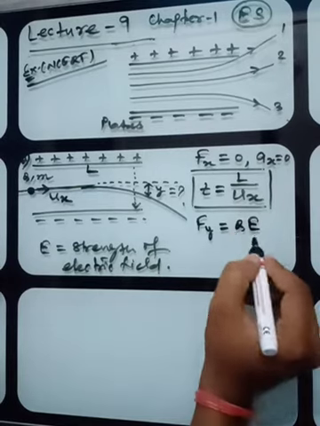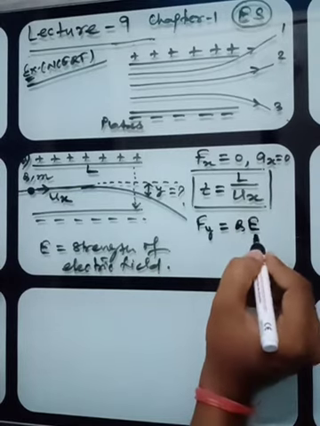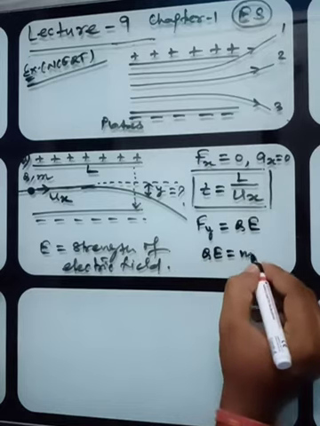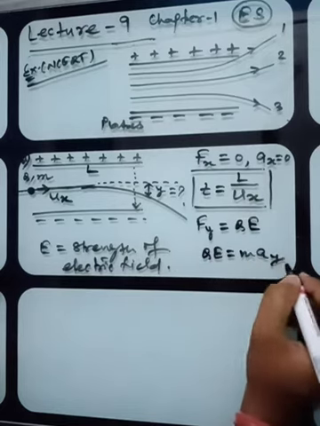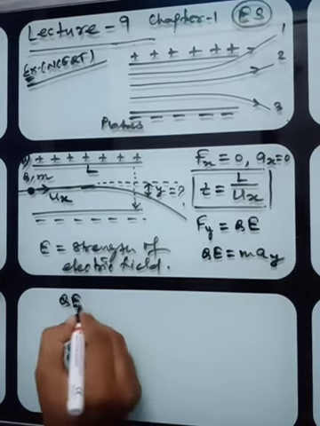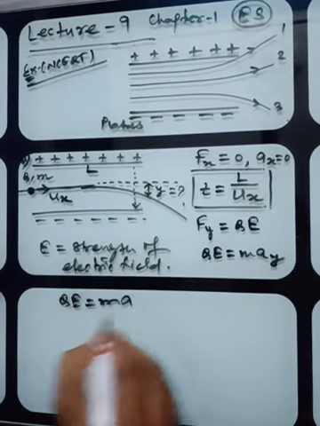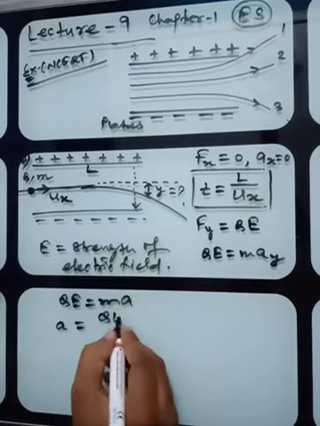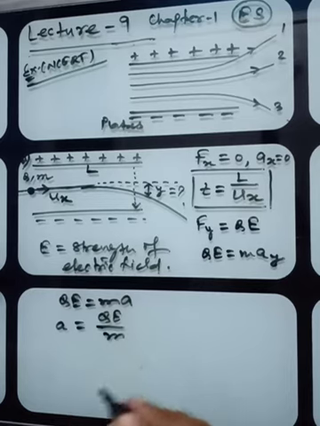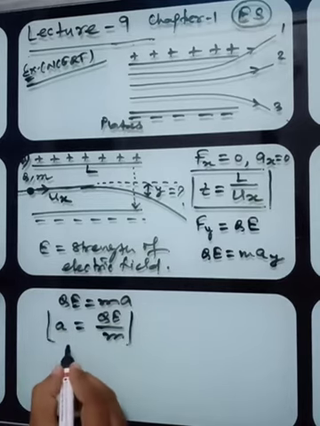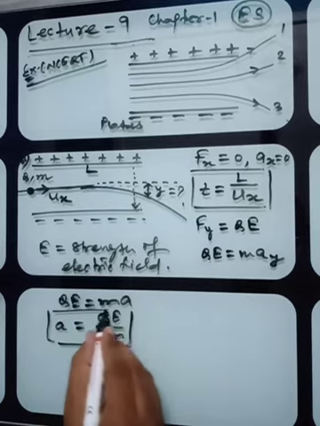And this force will be equal to... since this force is responsible to accelerate the charged particle, we can write QE equals m into a, along which axis? Y axis. If QE is equal to ma, then the acceleration a can be written as QE over m. So we have the acceleration as well; we have calculated the time, we have calculated the acceleration.